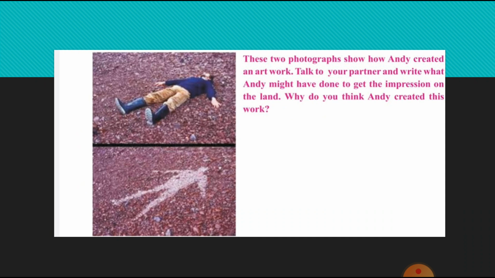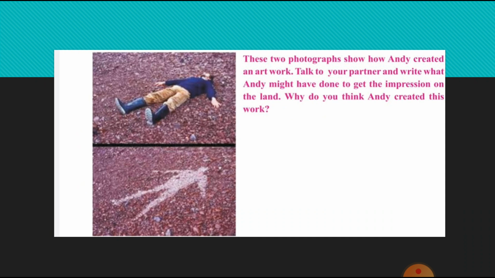See, when Andy must have lain down on the earth. See, this is what I have asked you: how Andy created an artwork. Andy must have lain down on the earth and allowed leaves and twigs and whatever he got in the surroundings to fall in a large quantity. And then the area covered by his body did not get covered with the things that fell, so that the area had a clear impression of his body.